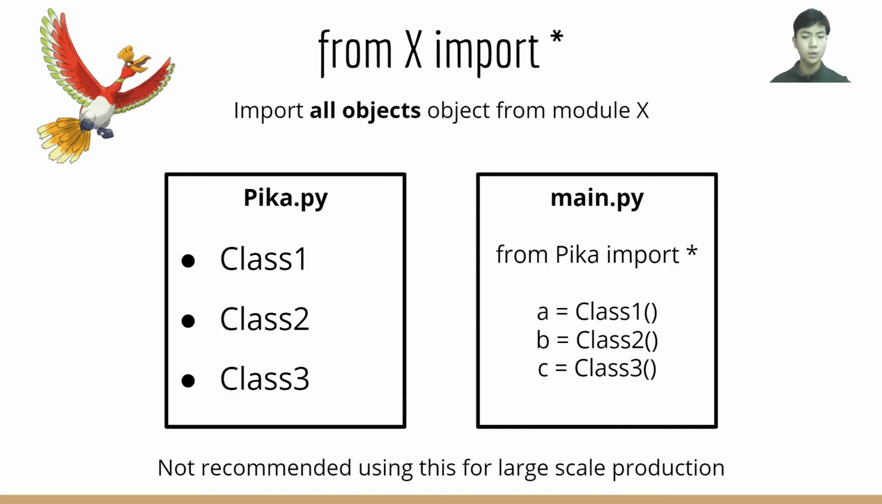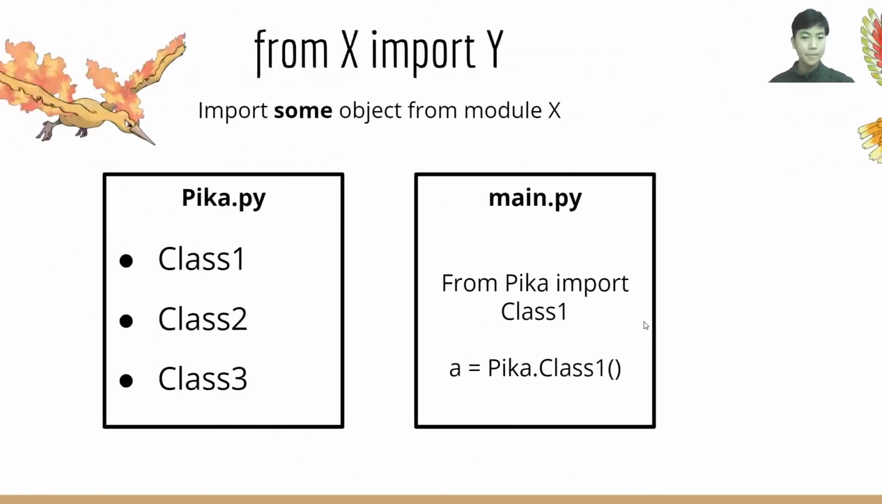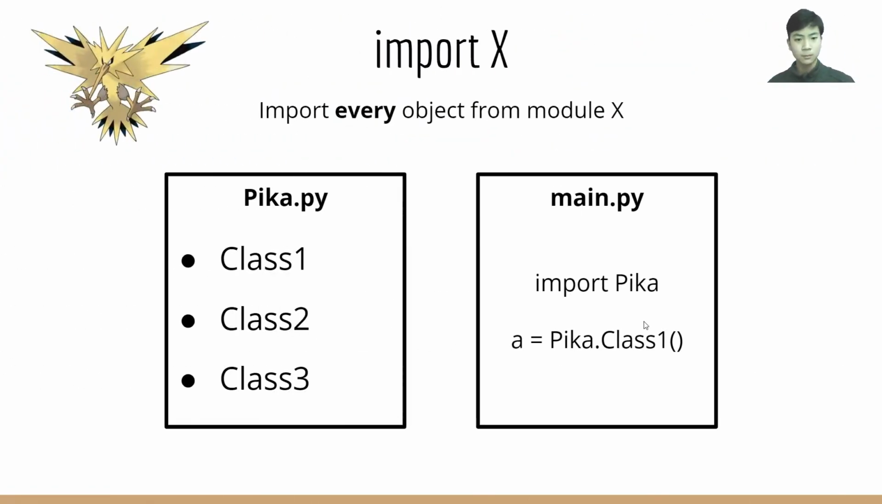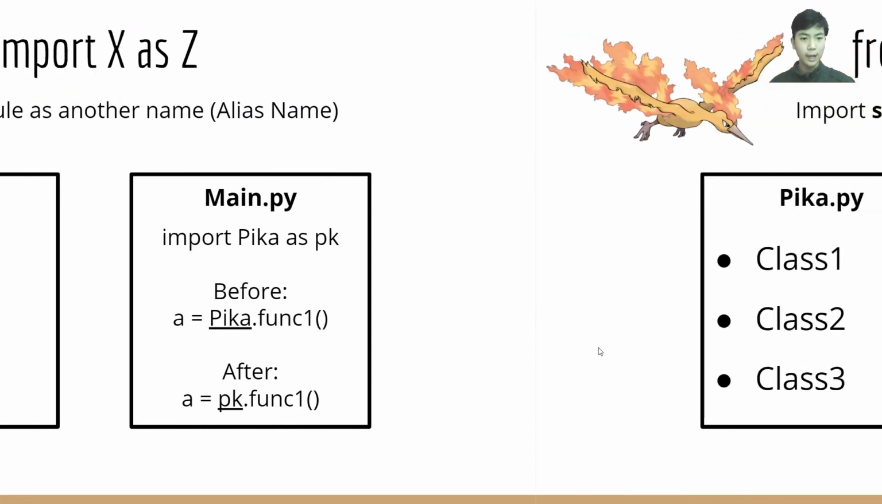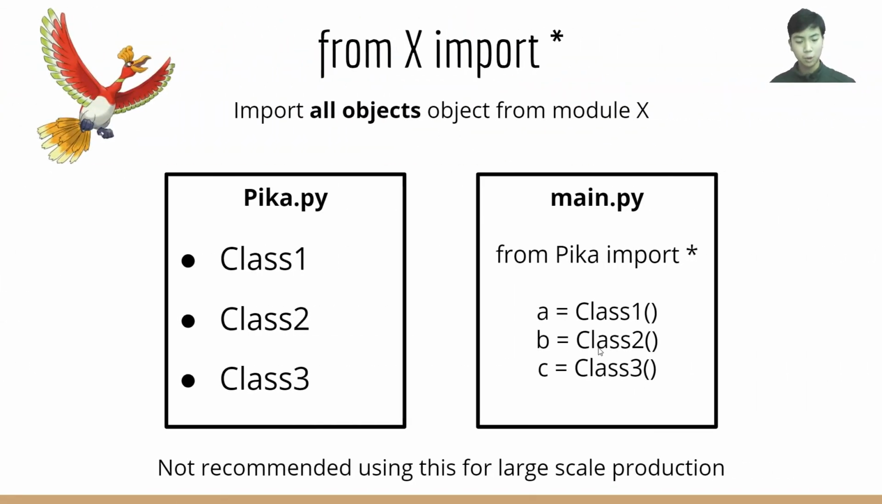And now let me tell you why it's different from import X. So notice the code in main.py: A equals class 1, parentheses. Let's move back to import X. If you look, instead of A equals class 1 parentheses, this one is A equals pika.class1 parentheses. You can see that pika is here. However, if we look at from X import star, there is no pika dot. And this is because when you use from X import star, it automatically pretends the functions or the objects are in your program that you are coding right now.